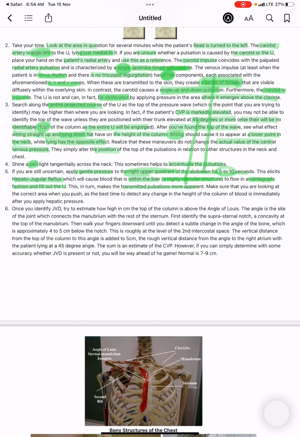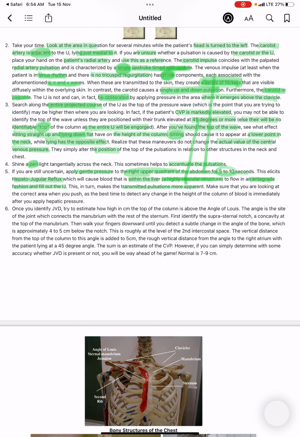Make sure that you are looking at the correct area when you push, as the best time to detect any change in the height of the column of blood is immediately after you apply the hepatic pressure.